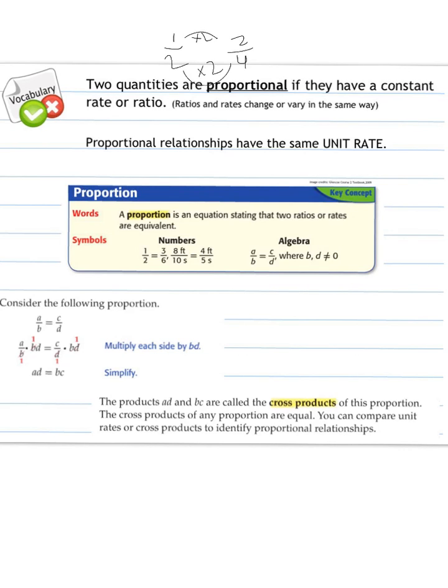Another word here: a proportion is an equation stating that two ratios or rates are equivalent. So 1/2 is equal to 3/6. 8 feet per 10 seconds is equal to 4 feet per 5 seconds.